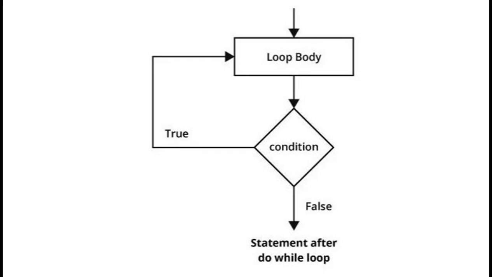So here we can see right at the top here, we actually execute the body of the loop first, and then we test the condition. So the code within the body of the loop will always, in a do while, execute at least once. Once that code is executed, then we'll test the condition. If the condition is still true, then we'll loop around and then we'll execute the code again. If, however, the condition is false, then any statements after the do while statement will then be executed.